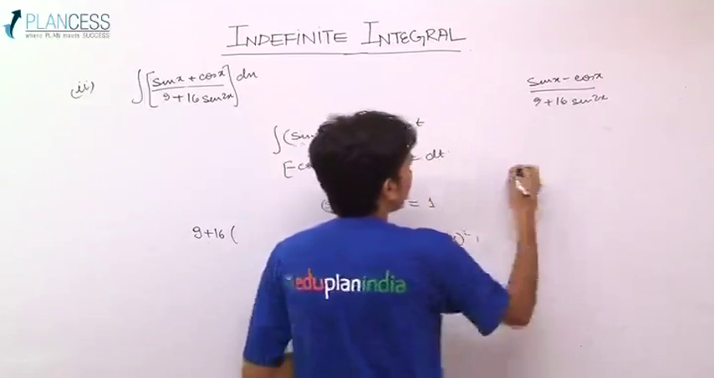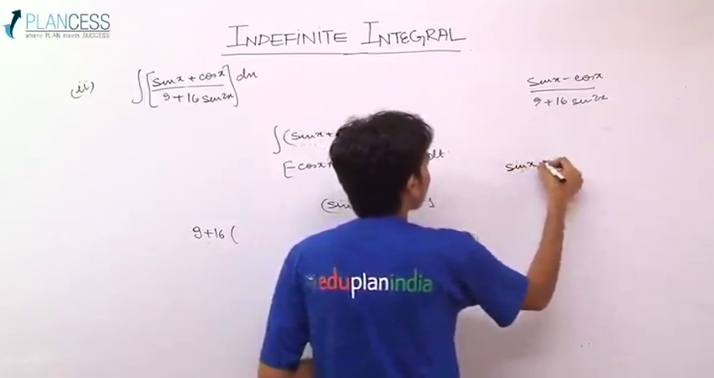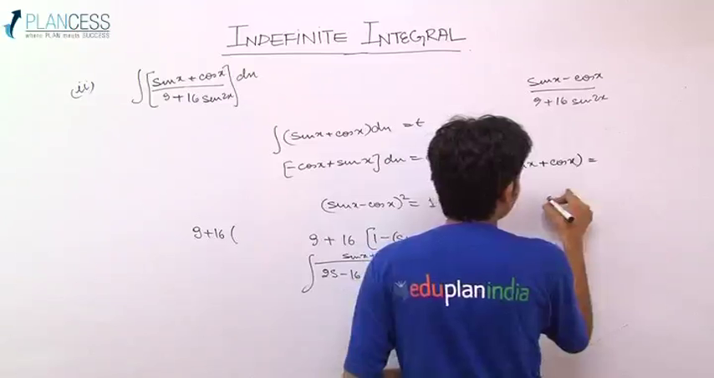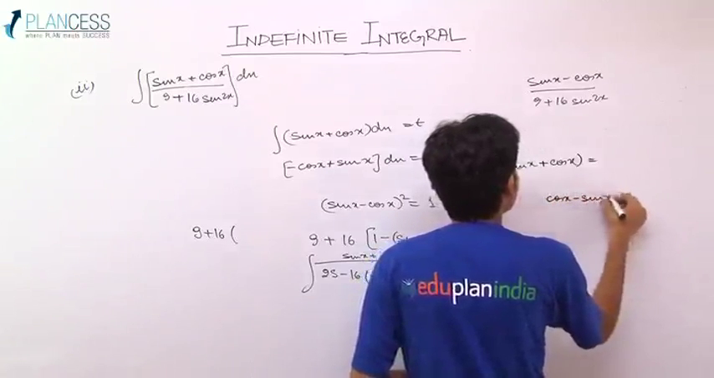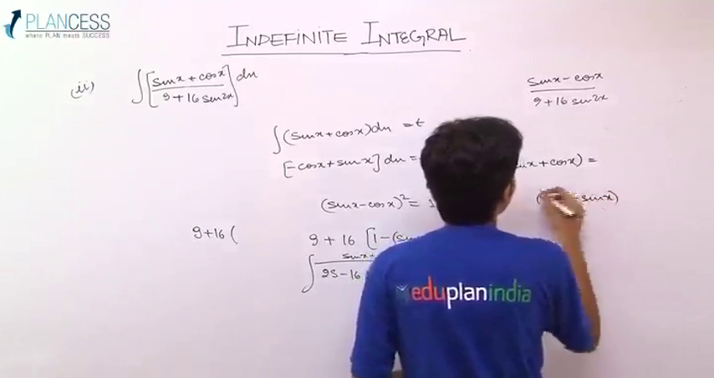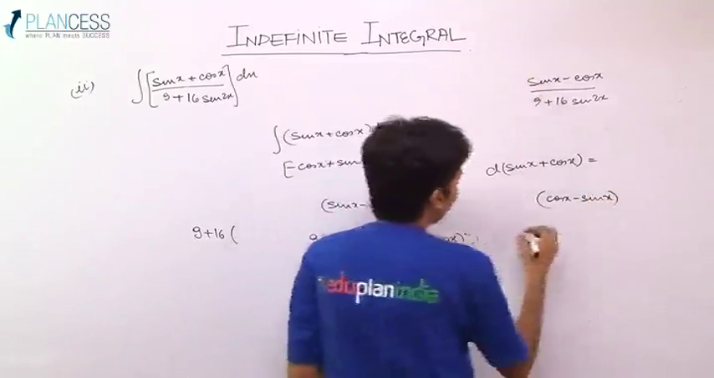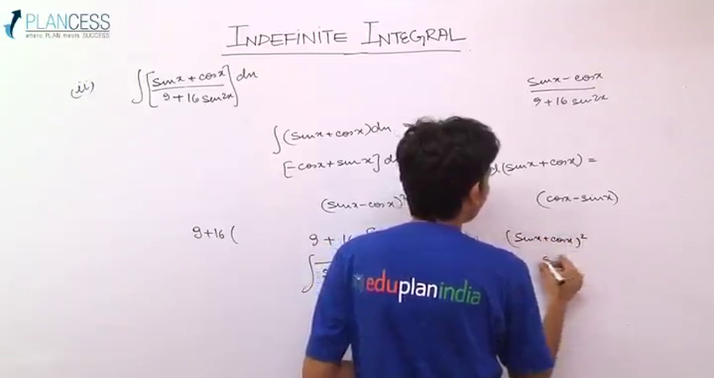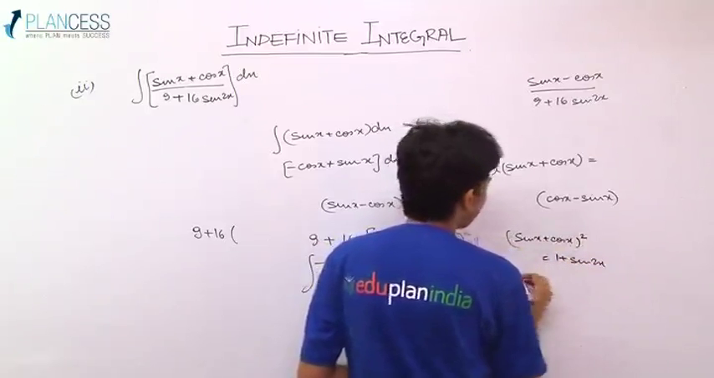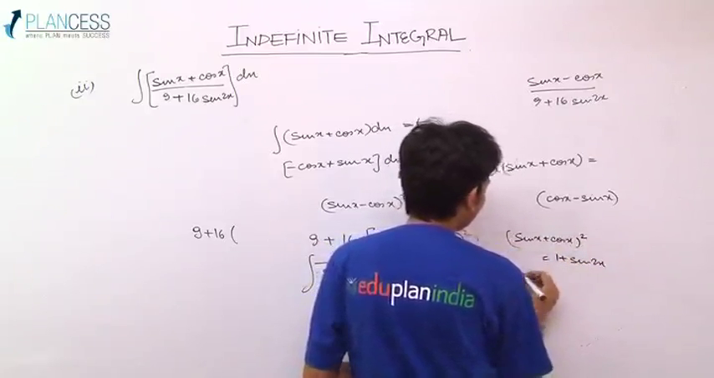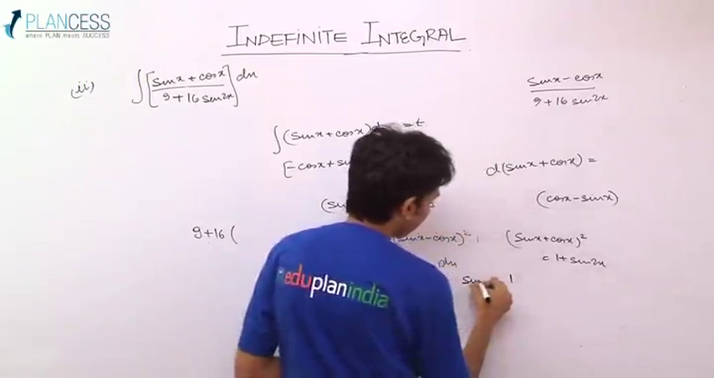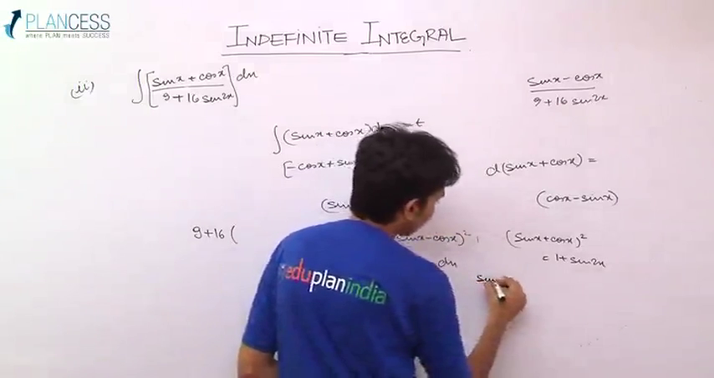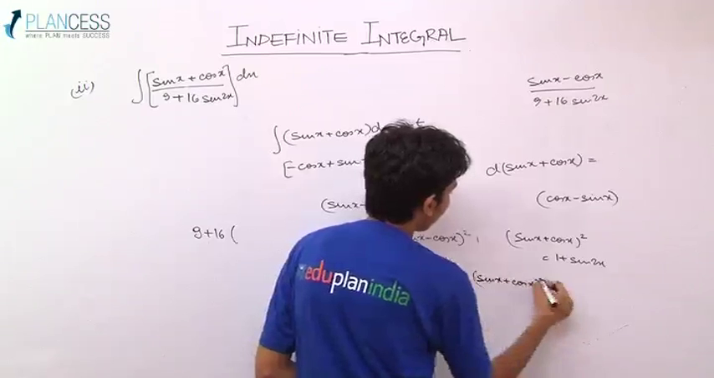So what I'm trying to say is, we have sin x plus cos x, whose derivative is cos x minus sin x. Since this is present in the numerator, we can write sin x plus cos x whole squared is nothing but 1 plus sin 2x. So sin 2x can be written as sin x plus cos x whole squared minus 1.